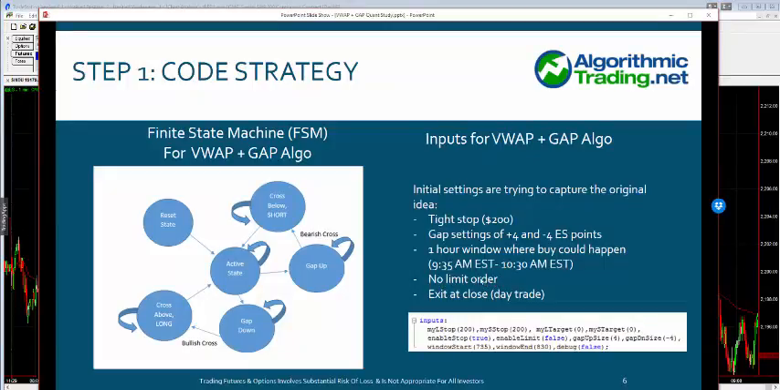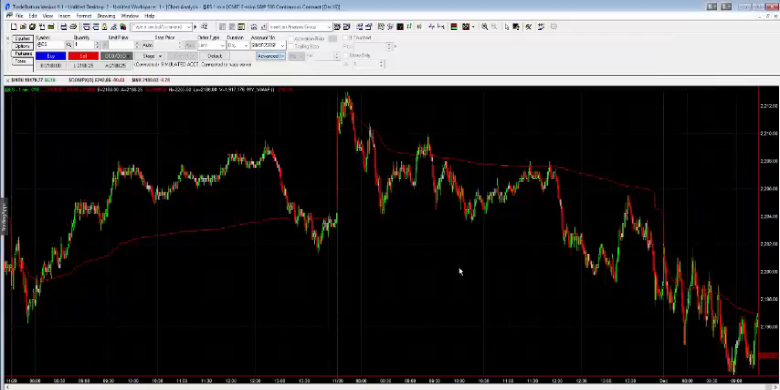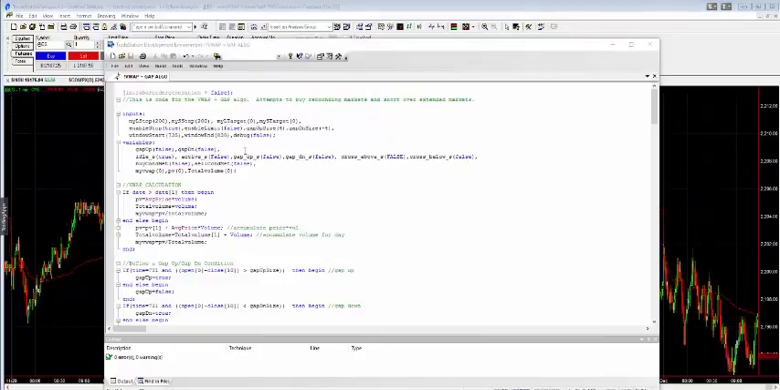So his rules that he gave me said you get out when your tight stop is hit or the market closes. So here are the inputs from the code that I have here. But let's take a quick look at the actual code now. Okay, so here's the code for the VWAP plus gap algorithm.